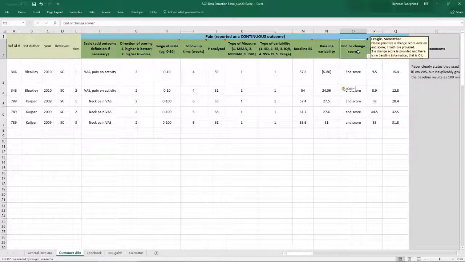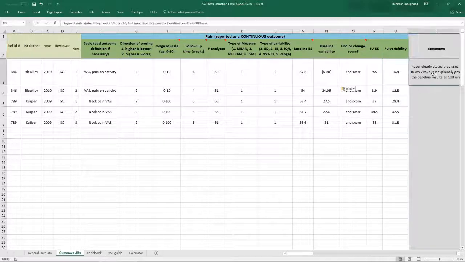We then ask you if it provides an end or a changes score. In the event that it provides both, please report the changes score. Then report the follow-up effect size and its variability. Repeat for the rest of the arms in the study using 1 row per arm format. There's a section for comments if there is anything of importance that you need to mention.